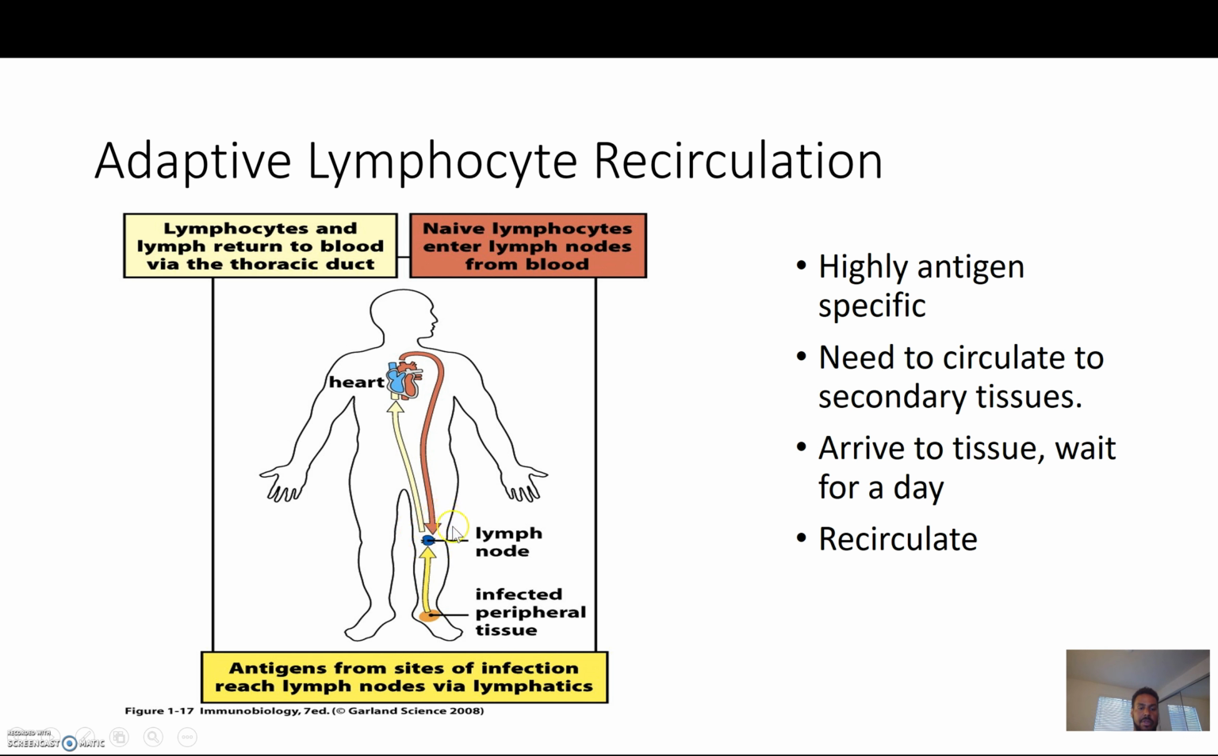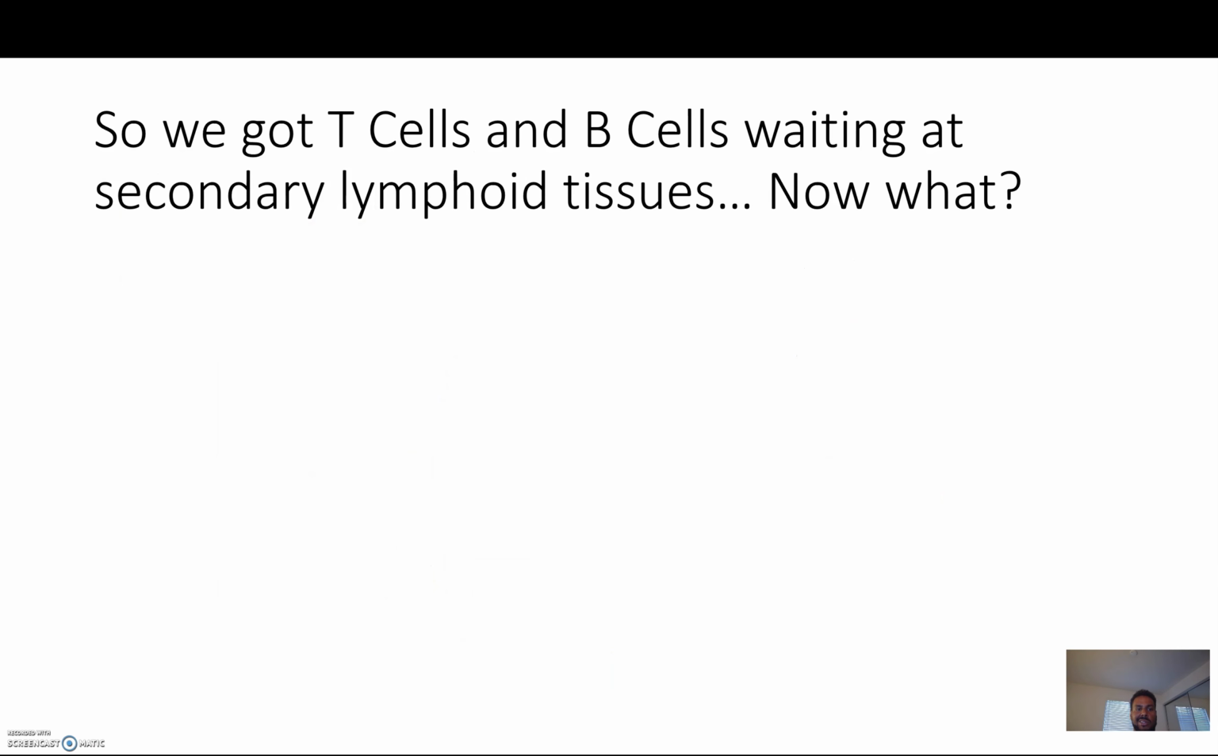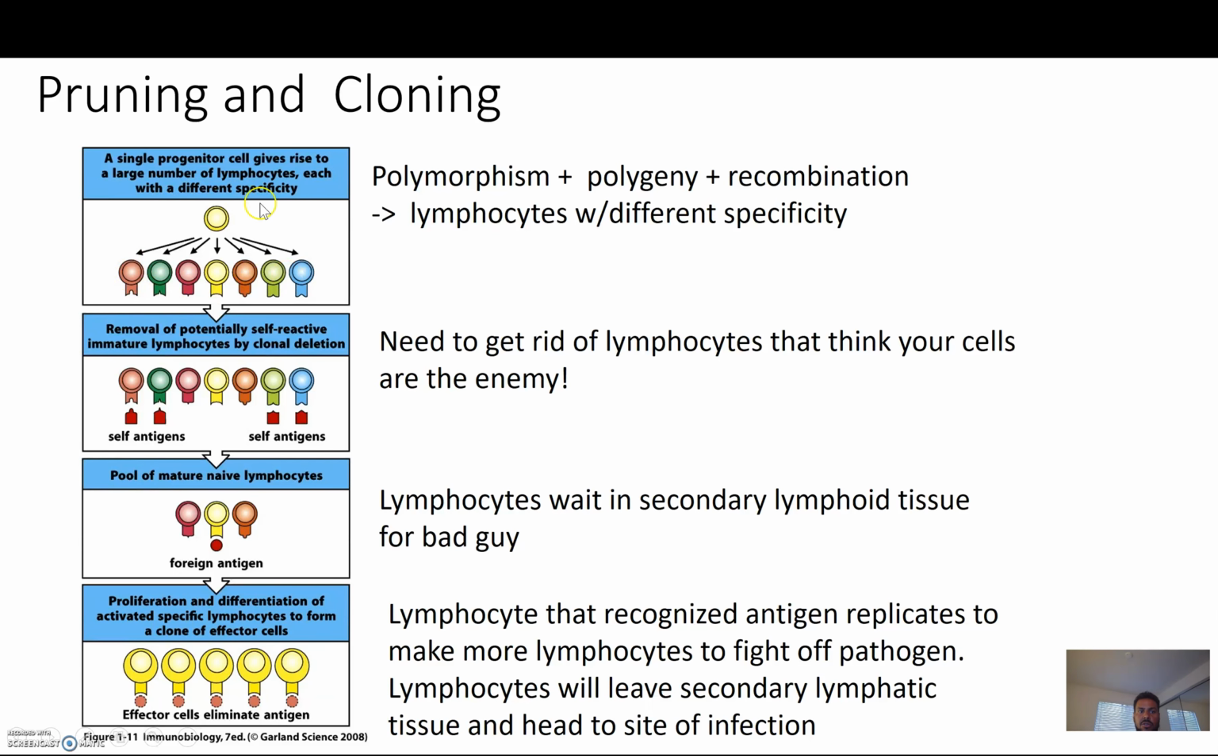Now, they don't get there on their own. They're either sent by other innate cells or carried directly to the secondary tissues by innate cells such as the dendritic cell. So we've got T cells and B cells waiting at secondary lymphoid tissues. Now what? Good question.